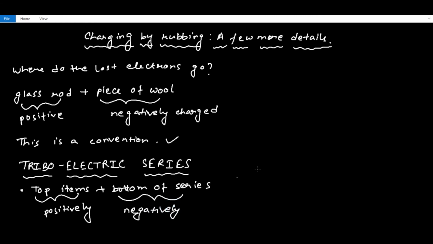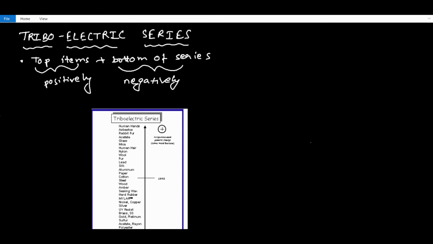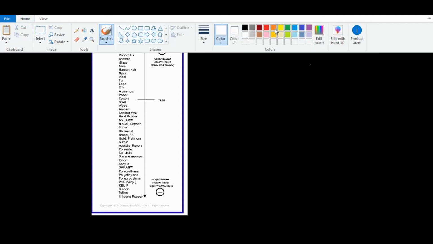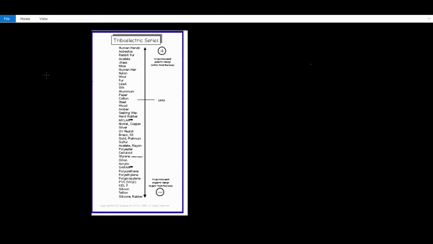So now let me show you the triboelectric series. This is the triboelectric series. This is not the total or the full triboelectric series, but just a part of it, just a few items, so that I can explain to you how this actually works. If you look closely, you can see that glass is located here. Let me draw it in some other color. And if I look for wool, then I can find it here.